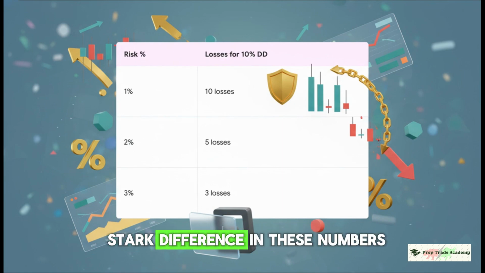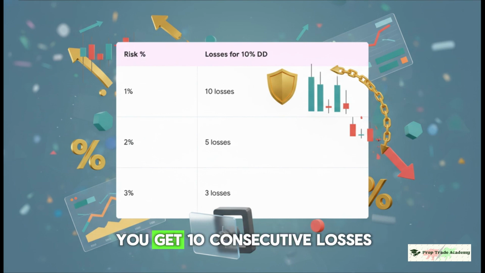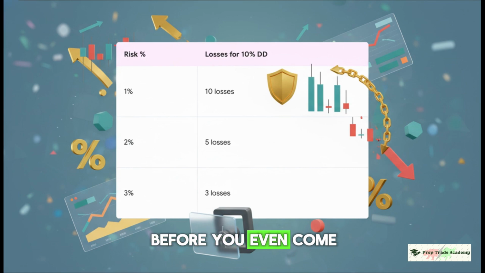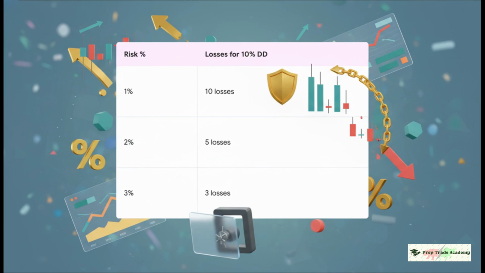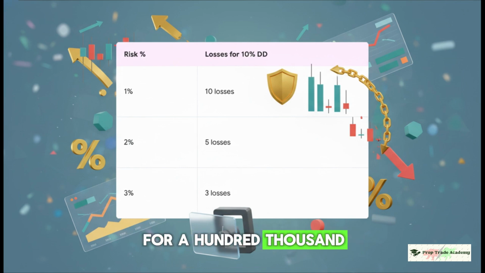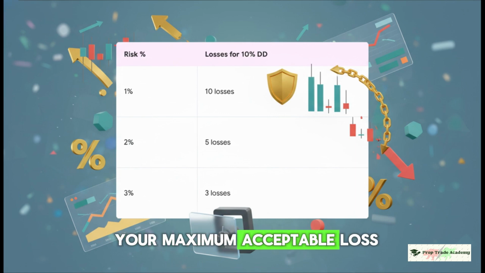Just look at the stark difference in these numbers. If you've got a strict 10% maximum drawdown rule and you risk 1% per trade, you get 10 consecutive losses before you even come close to breaching your account. But if you push that to 2%, you only get 5 losses. At 3% risk, just 3 losses and you are out. Prop challenges are definitely not the place for high-risk percentages. Keep it locked at 1% and focus on quality setups. To put that into perspective, for a $100,000 account, 1% is $1,000. That right there is your maximum acceptable loss.